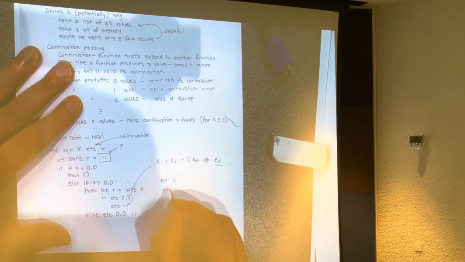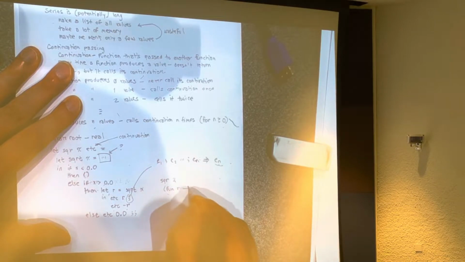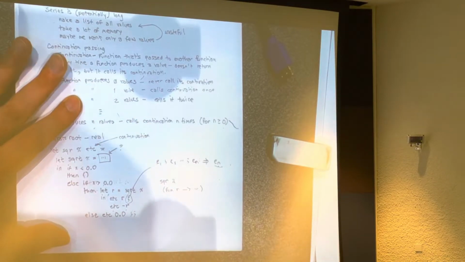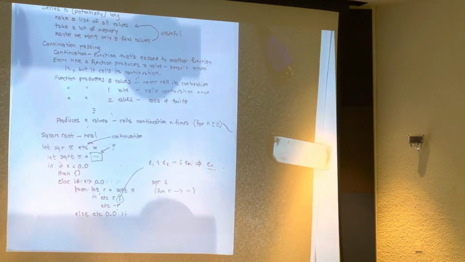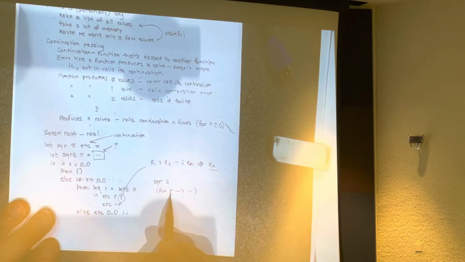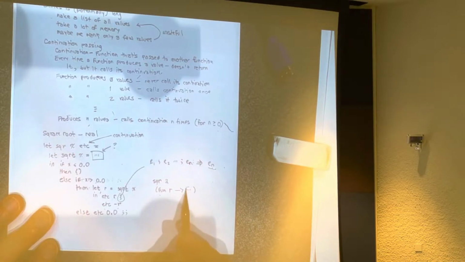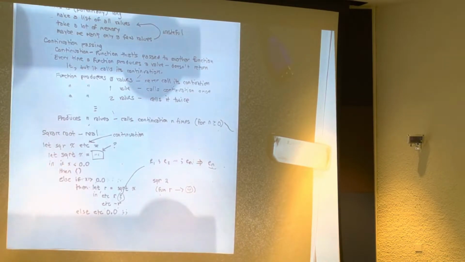SQR of A, and then here, you've got an anonymous function. We talked about those last time. I hope we did. Where here you've got a function that takes a parameter R, and then it does something with it, indicated by the 3 dots.